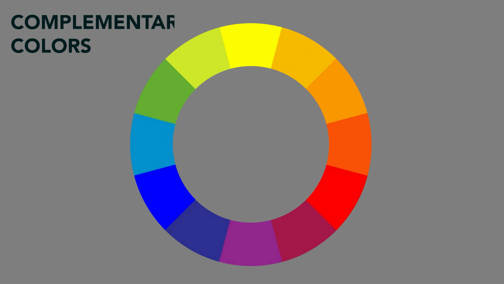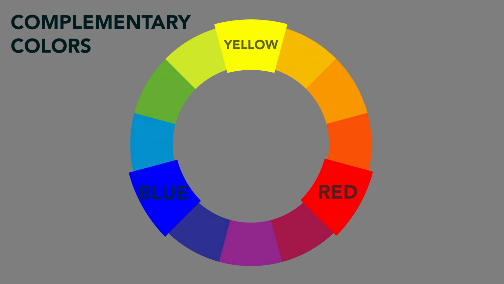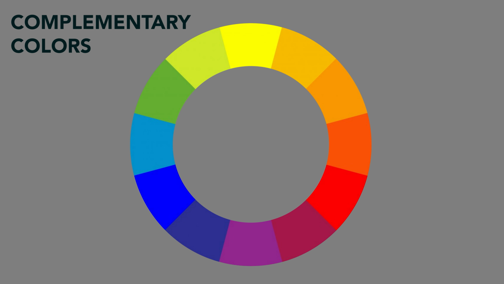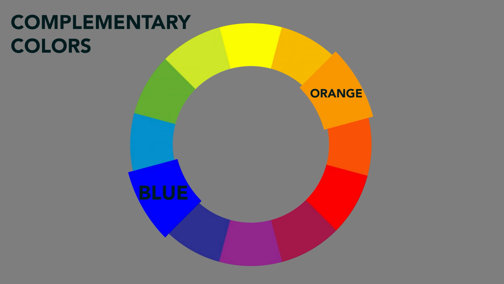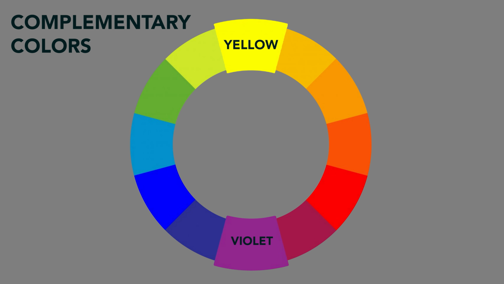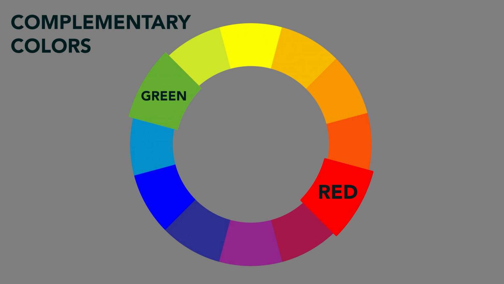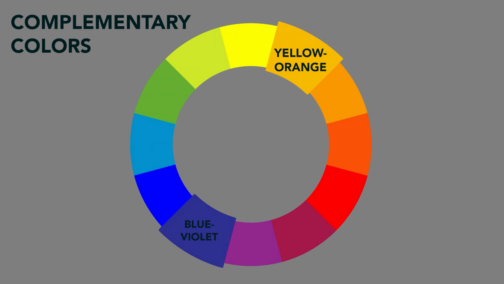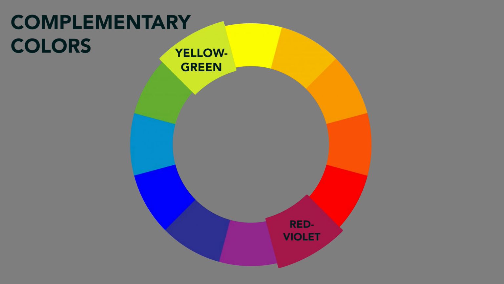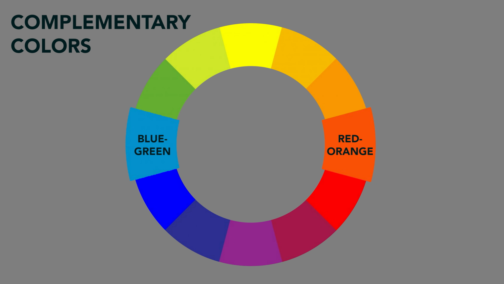Now let's talk complementary colors. A complementary color is the color that we find across from another on the color wheel. It's interesting to note that the three primary colors do not have complements among themselves. They are essentially a triad. But once we include secondaries and tertiaries, we have opportunities to have complementary colors. The complement to blue then is going to be orange. Yellow is going to be violet, red is going to be green, blue-violet is going to be yellow-orange, red-violet is going to be yellow-green, and blue-green is going to be red-orange.